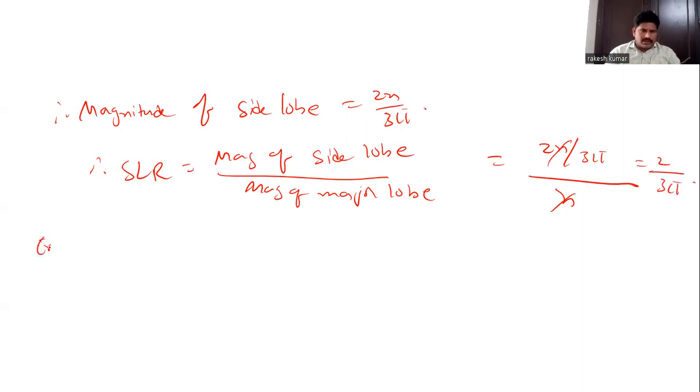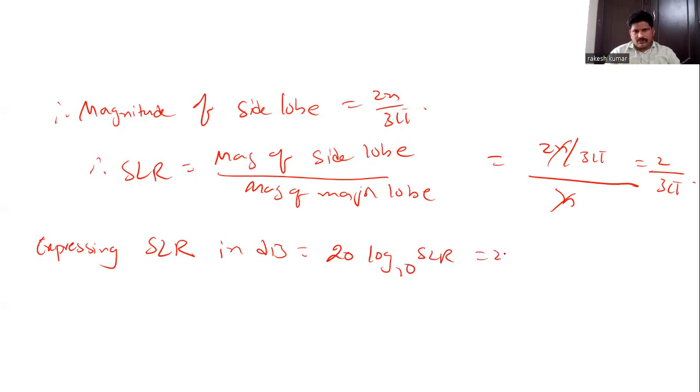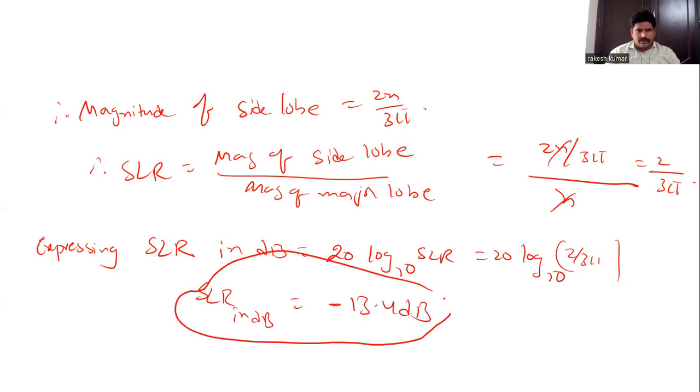Expressing the side lobe level ratio in dB, the formula is 20 log base 10 of 2 by 3 pi. So its value, the SLL in dB, is equal to minus 13.4. This is a very, very important relation. So your side lobe is minus 13.4 dB below when compared to the major lobe.